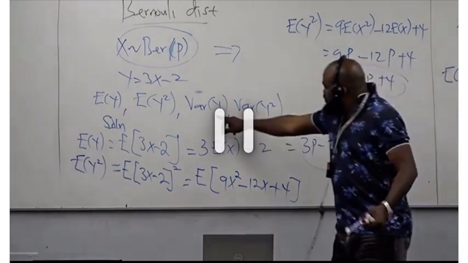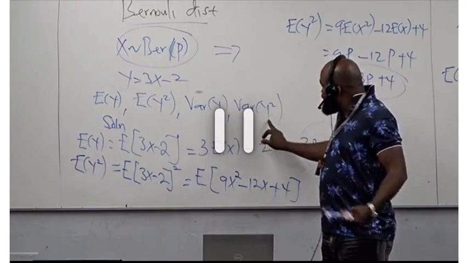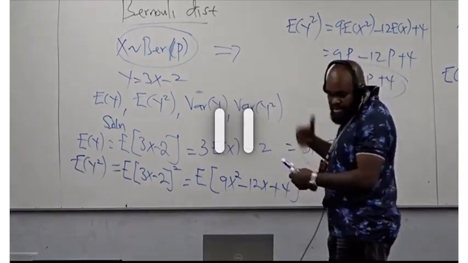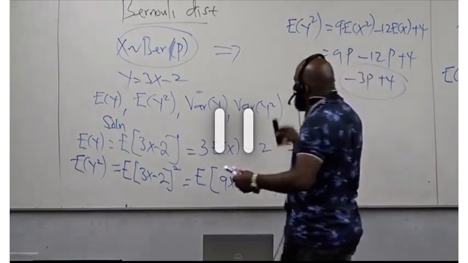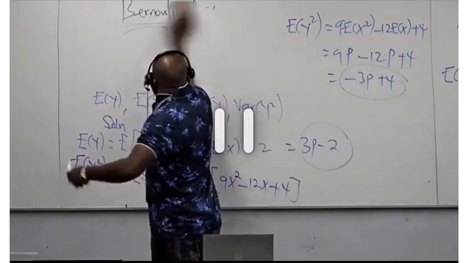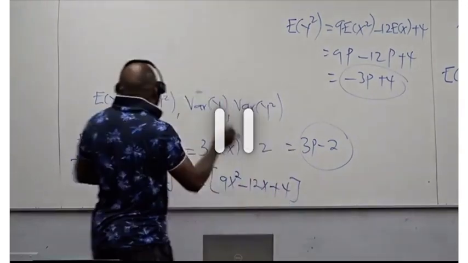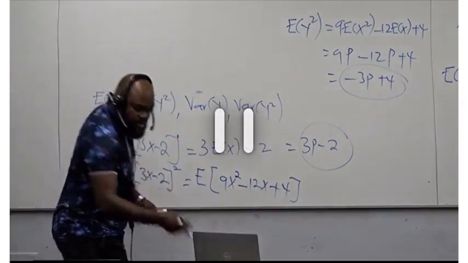Now you can figure out the variance of y squared. Let me write the formula somewhere. If you want to figure out the variance of y, of course, the variance of y.